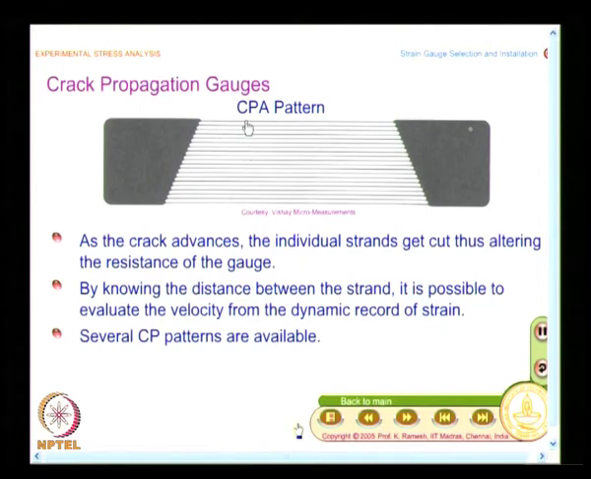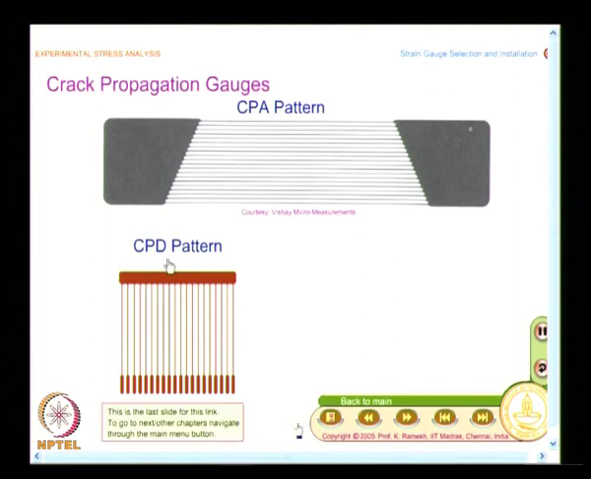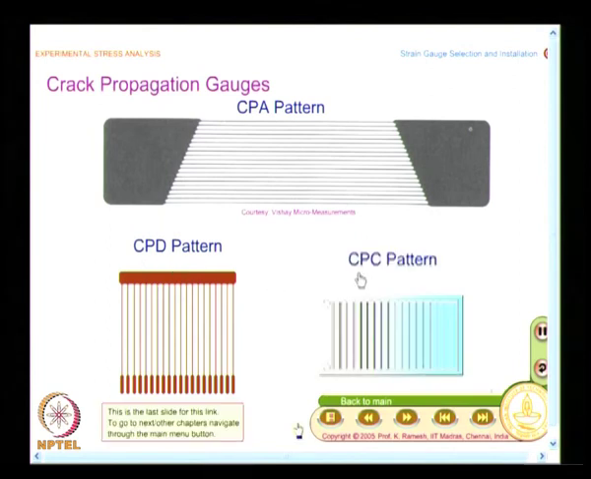And you also have several such patterns available. I have shown one such pattern here, and you have another two set of patterns which are like this. This is designated as CPD, and then you have another pattern called CPC pattern. In this case, the grids are aligned like this, and this is also used for finding out the crack propagation and eventually its velocity.